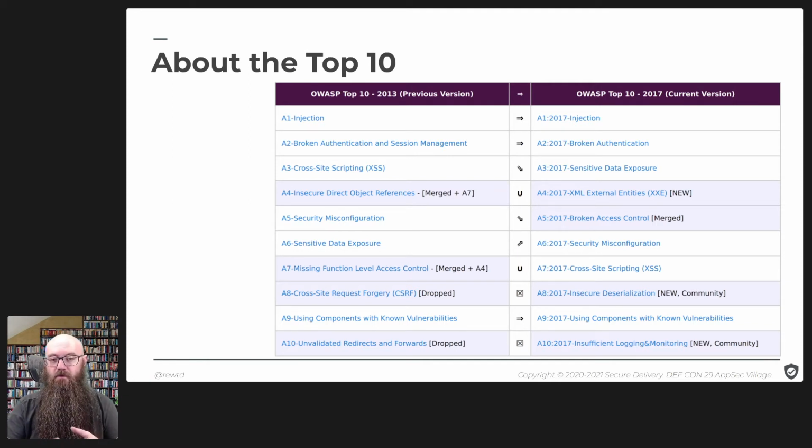2 got dropped because framework changes corrected the bulk we previously saw. 2 got merged. They're actually fairly similar. 3 got added, 2 of those via the then newly added community update created by the AppSec professionals who found that these were important. They are important, and at the time data was hard to find on them.